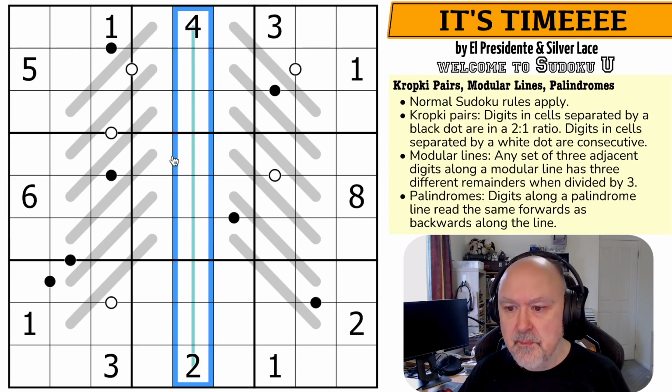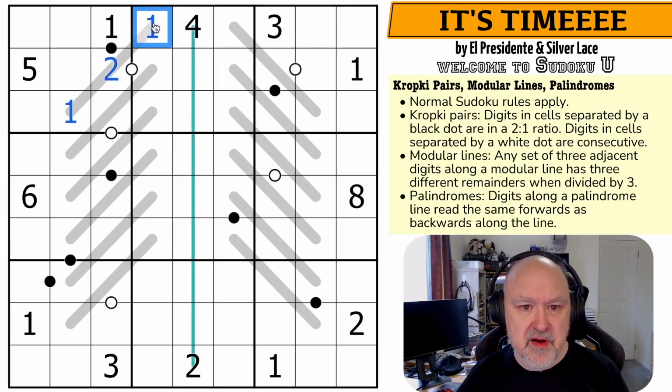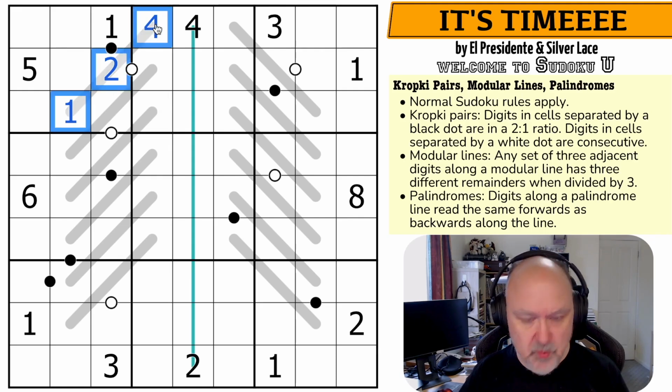And palindromes: digits along a palindrome read the same forwards as backwards along the line. So if this, for example, was 1 2 1, it would read 1 2 1 in either direction, and that would be fine. If this was a 4, this would not work, because 1 2 4 is not the same number as 4 2 1. That's the way they work.